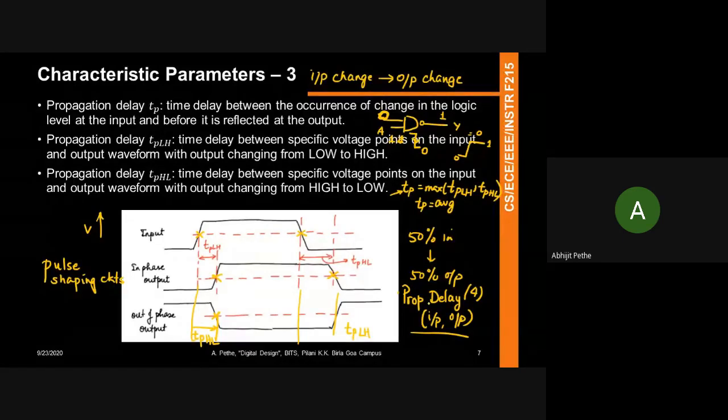So I'll measure the individual delays between every input and every output. And then I'll say that my propagation delay is the largest among all these 4 delays. That is how I tell you your worst case time. This is the time you must give the gate for it to give you a valid output. That is normally how I define a propagation delay for a multi-input gate.